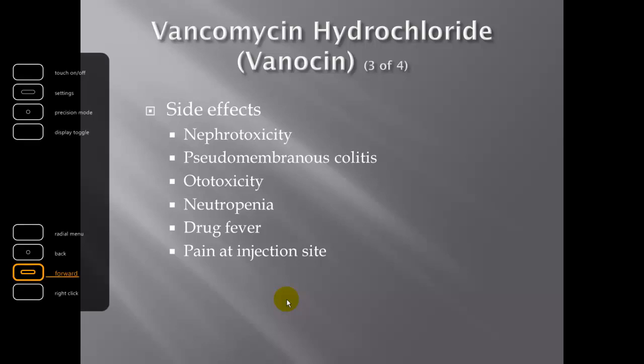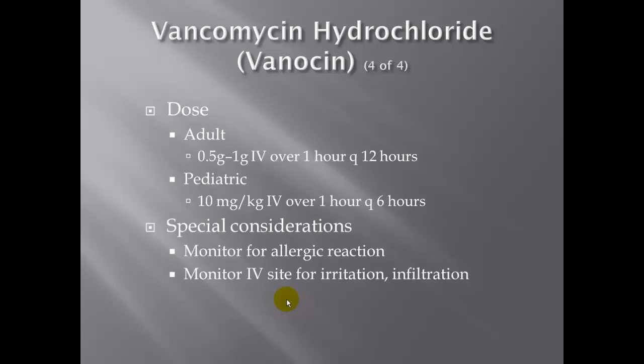This is a very powerful antibiotic, vancomycin. And there are bugs out there currently that are resistant to this as well. VRE being one of them. Vancomycin resistant enterococci would be one of those. Dose on this is going to be adult 0.5 grams to 1 gram IV over an hour every 12 hours. Pediatric 10 milligrams per kilogram IV over 1 hour every 6 hours.